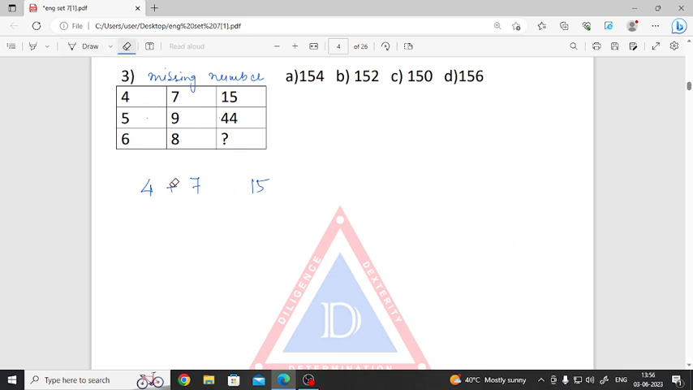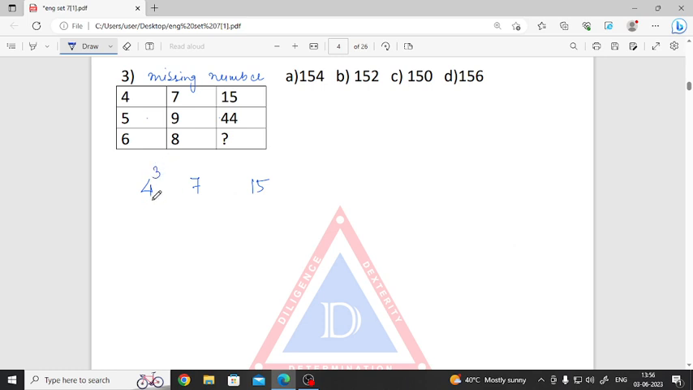No, addition is not the solution. If we go with square, it gives 16. Again if we go with square, it gives us 49. 49 and 16 do not give 15. If we subtract, it does not give it. So square is also not the solution. So what can be the solution?